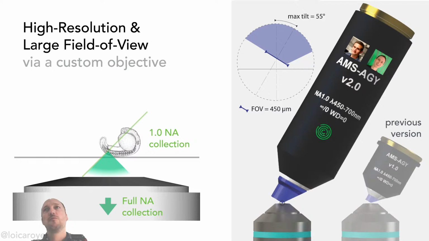So fantastic objective by Alfred and Andy at Calico. They did a great job there, and we got one of the first versions of it to build DaXi. So really great thanks to them. The really cool thing about this objective is that it's 1.0 NA, so it has really strong light collection and resolution.